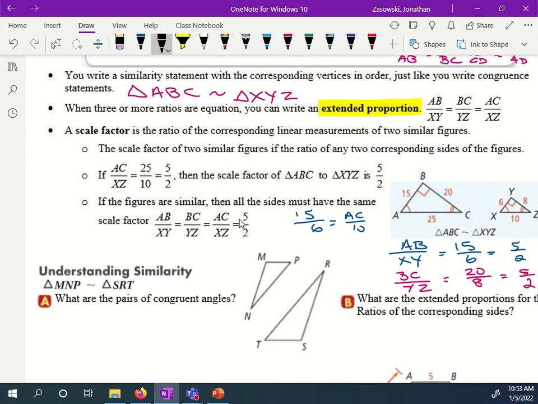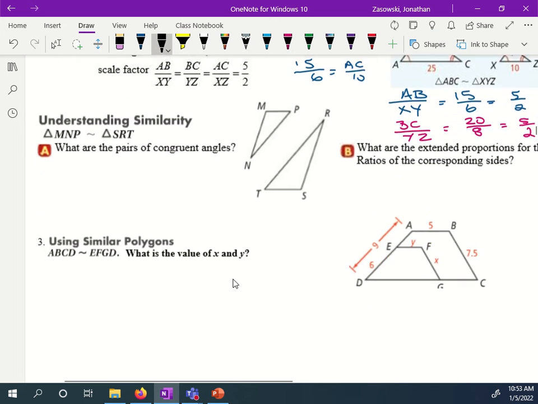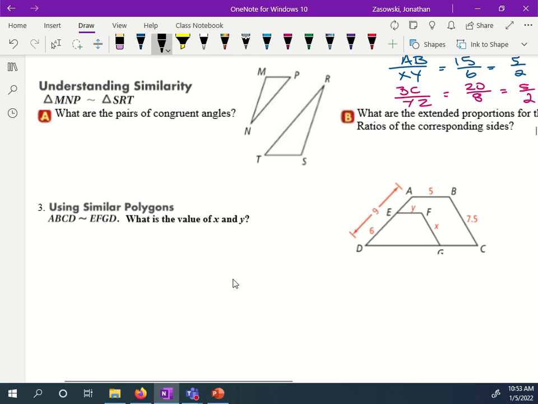Okay? We're on page 7 in your packet. All right, so let's take a look at the understanding similarity part. What I want you guys to do is give me the pairs of congruent angles. So you could say, angle M is congruent to angle what? Angle N is congruent to angle, and angle P is congruent to angle. And you can fill in those blanks.